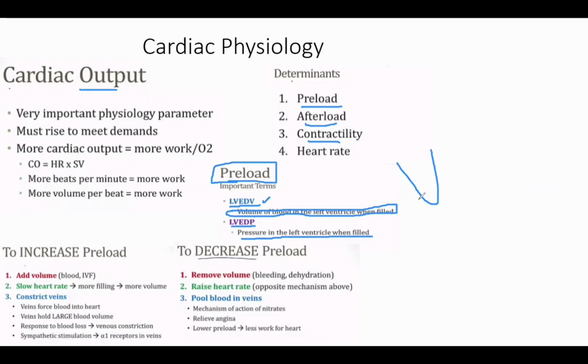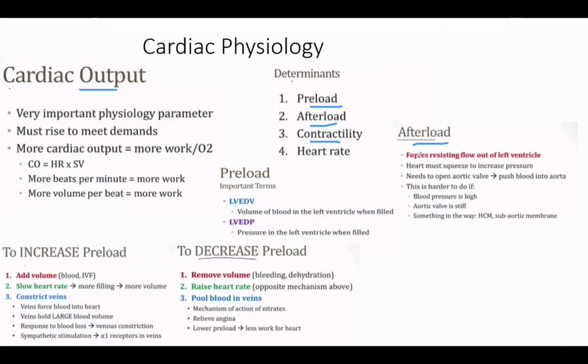So these are the ventricles in the state of diastole. Here is a volume of blood which is present, and here is a pressure applied by this volume. So we can measure this pressure, but we cannot measure the volume practically. That's why we often use this left ventricular end diastolic pressure.